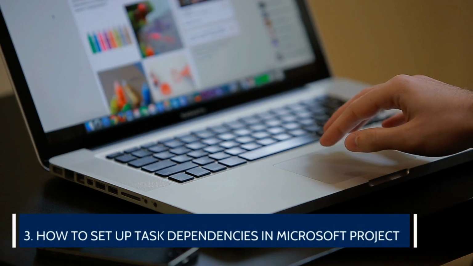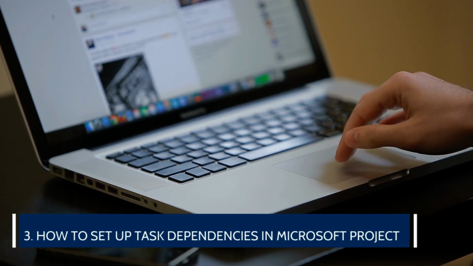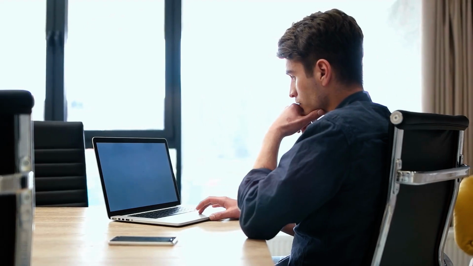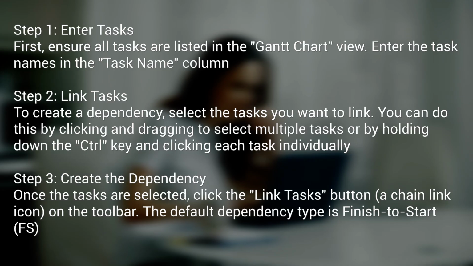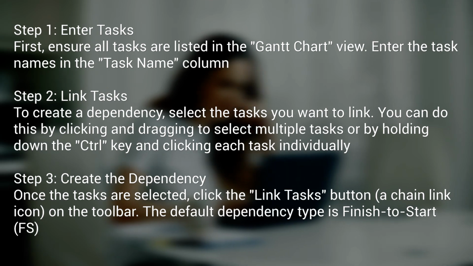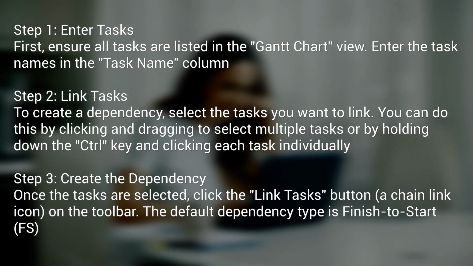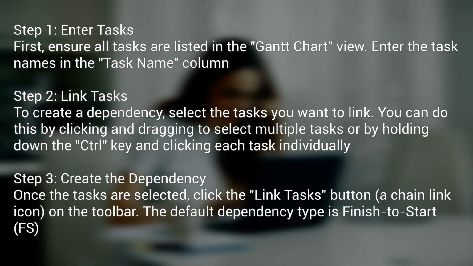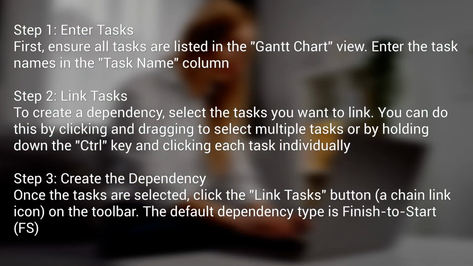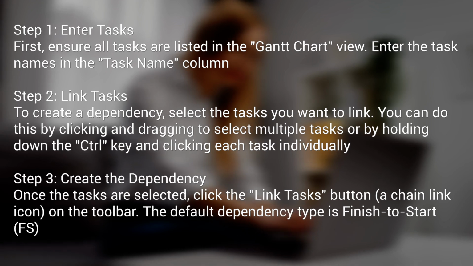3. How to set up task dependencies in Microsoft Project. Setting up task dependencies in Microsoft Project is straightforward. Step 1. Enter tasks. First, ensure all tasks are listed in the Gantt chart view. Enter the task names in the Task Name column. Step 2. Link tasks. To create a dependency, select the tasks you want to link.